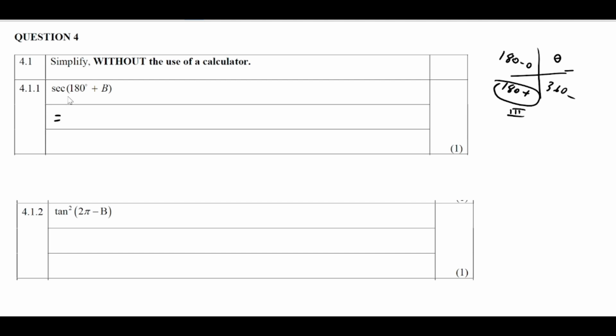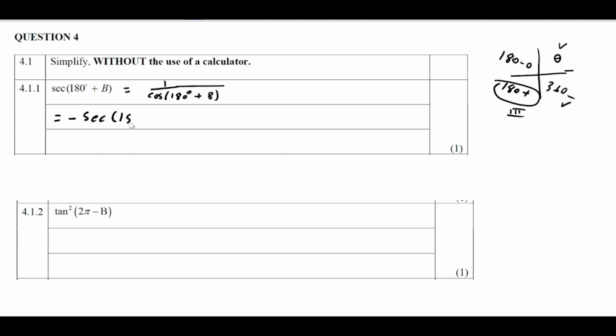First of all, you need to remember something. What is the reciprocal of sec? The reciprocal of sec is cos. So this is the same as having 1 divided by the cosine of 180 degrees plus b. So where is cos positive? Cos is positive in the first quadrant and in the fourth quadrant. But in the third quadrant, cos is negative.